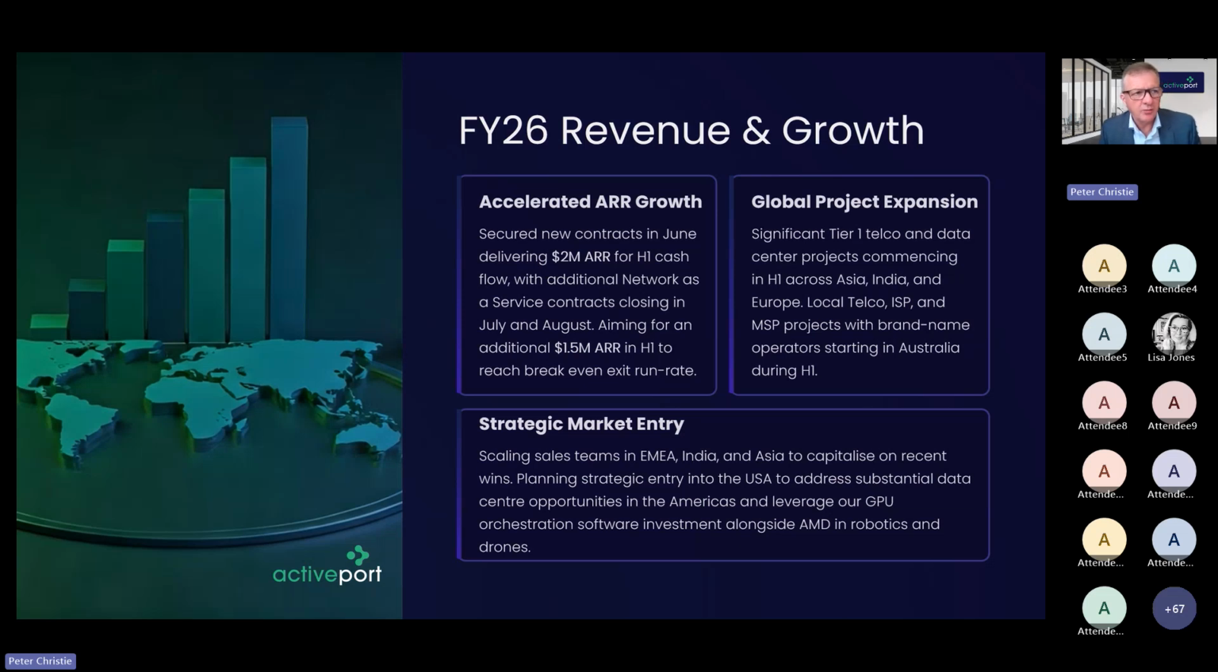The work that the team have done with AMD to build out our GPU streaming capability is second to none. We've got a fantastic working relationship with AMD. AMD are booking some significant wins in the AI space, and we really need to leverage that. So a significant part of our focus in this first half of FY26 is to set up our entry point into the US and start to exploit the opportunities in that market as well.